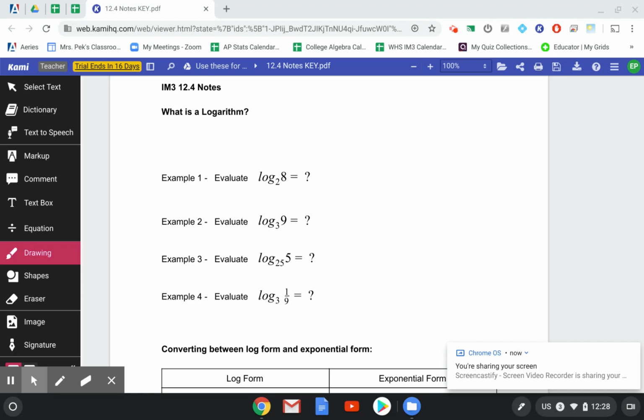Hi class, today we're going to be doing 12.4 notes, which is our introduction to logarithmic functions. So first we're going to start talking about what a logarithm is. So what is a logarithm?